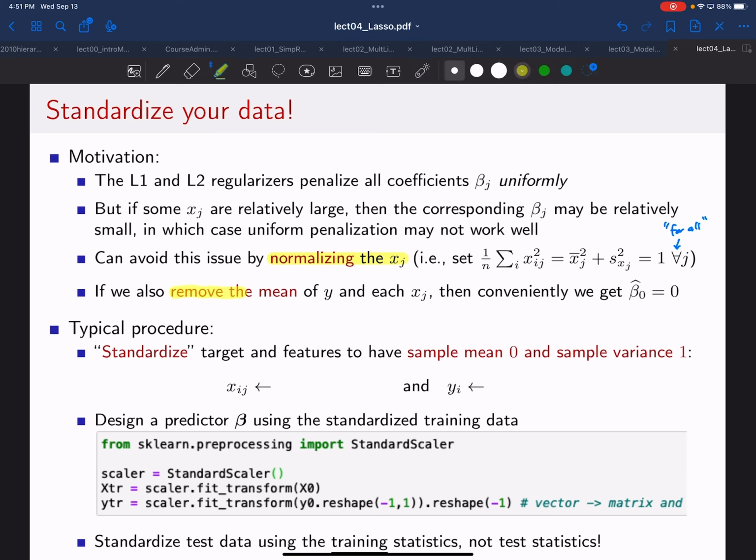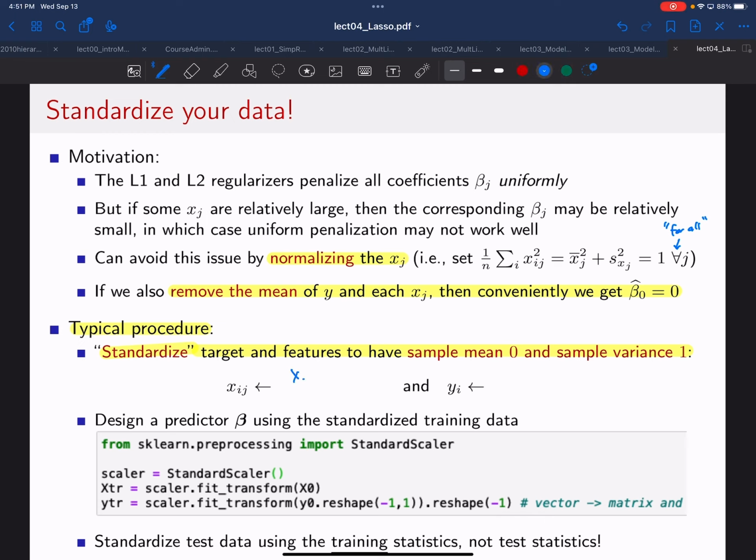Here, remove the mean of y and x, then conveniently you get the least squared beta hat of 0, meaning you don't even need to solve for it. So putting this together, the typical procedure is called standardization. So standardization means you do a shift and a scaling so that your target and features have a sample mean of 0 and a sample variance of 1. So it goes like this.